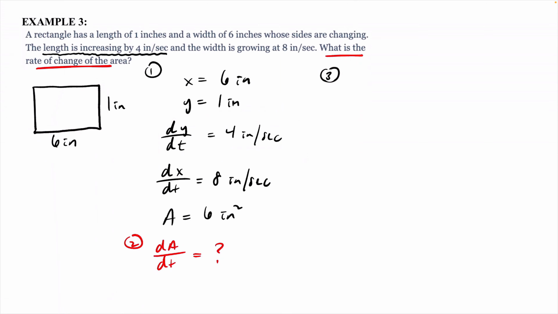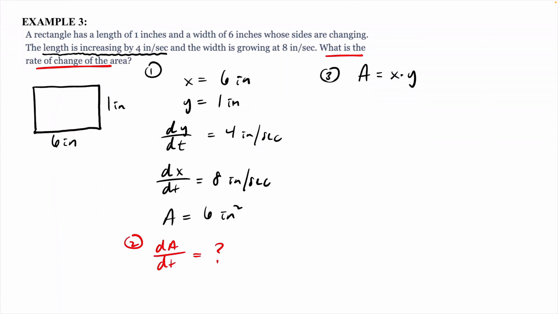Area equals length times width. So instead of length times width, I'm going to say x and y, because those are the ones I used. I chose that one because that formula relates everything that I know. I know x, I know y, I know A. How come I skipped over dy over dt and dx over dt? Because those are going to come next with the next step.